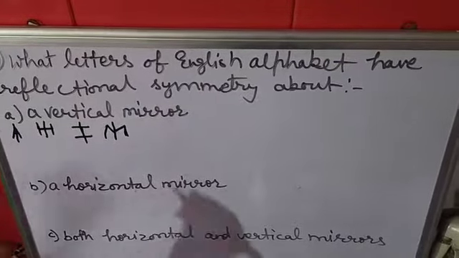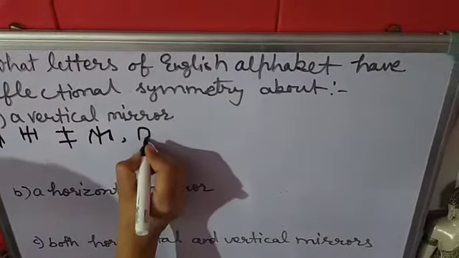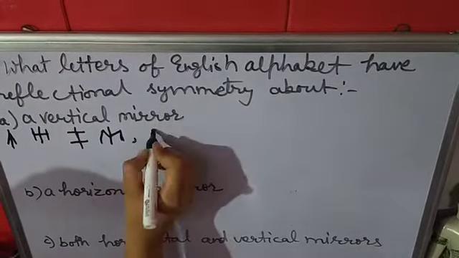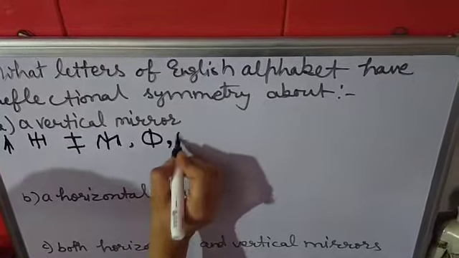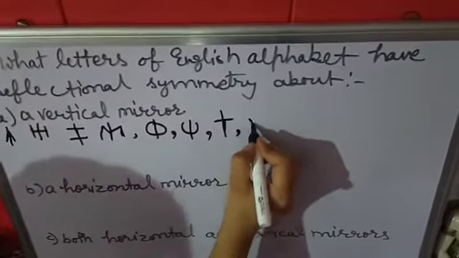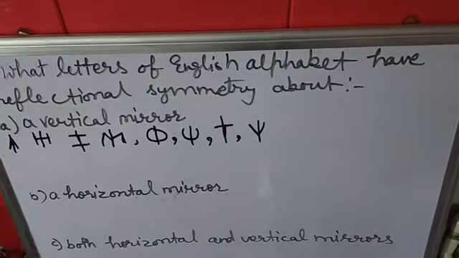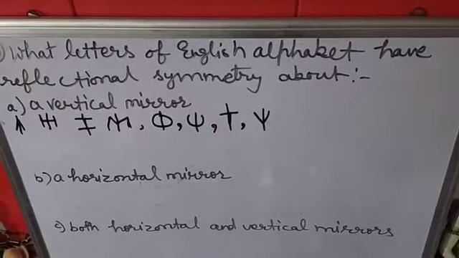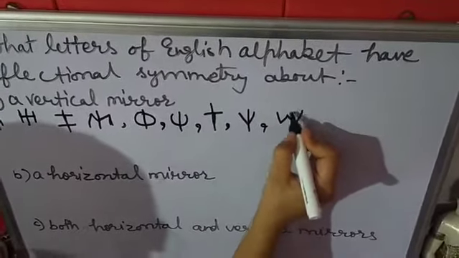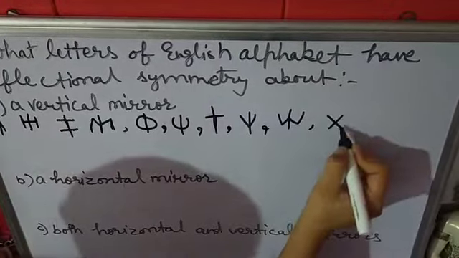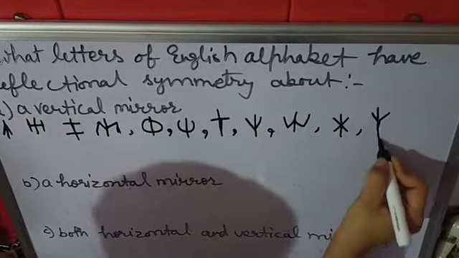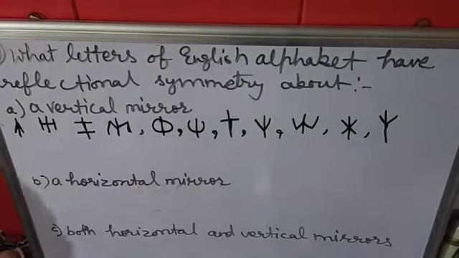Then D. Sorry, not D. U, O, U, T, V and W, X and Y. If Y is written like that, then you can draw vertical line.